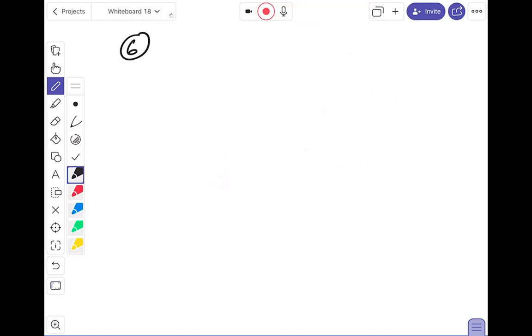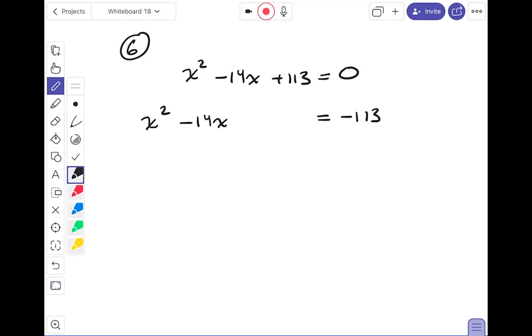All right, number 6, the last question. What do you see? x squared minus 14x plus 113 equals 0. Well, again, first step, isolate the constant. How do you do that? Subtract 113 from both sides.